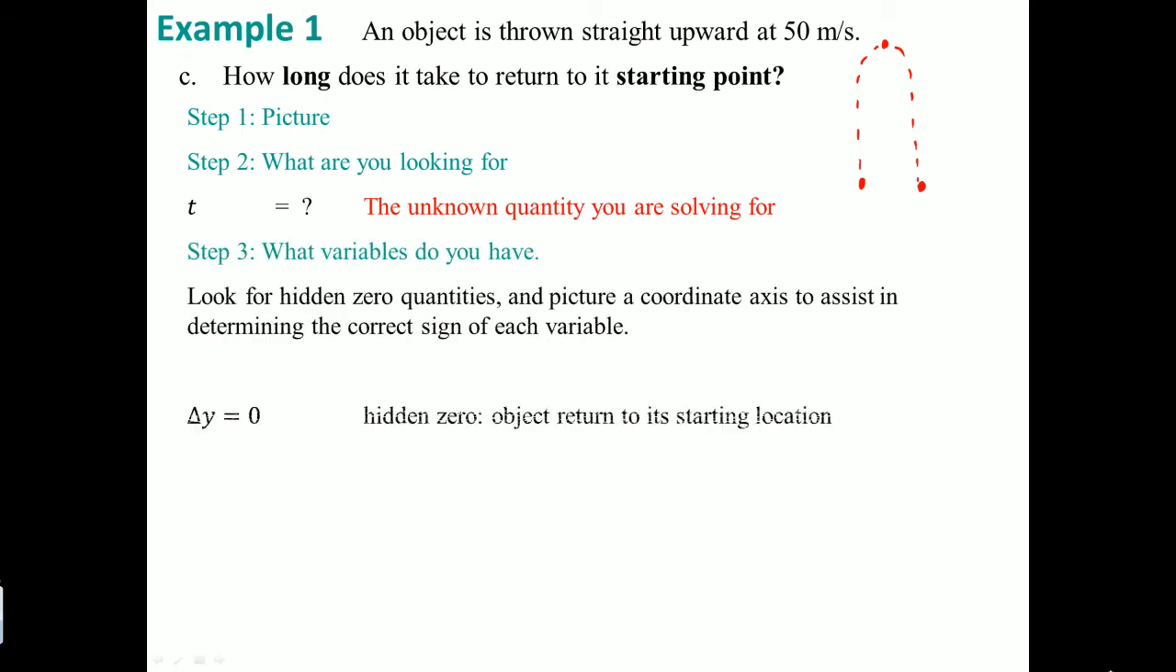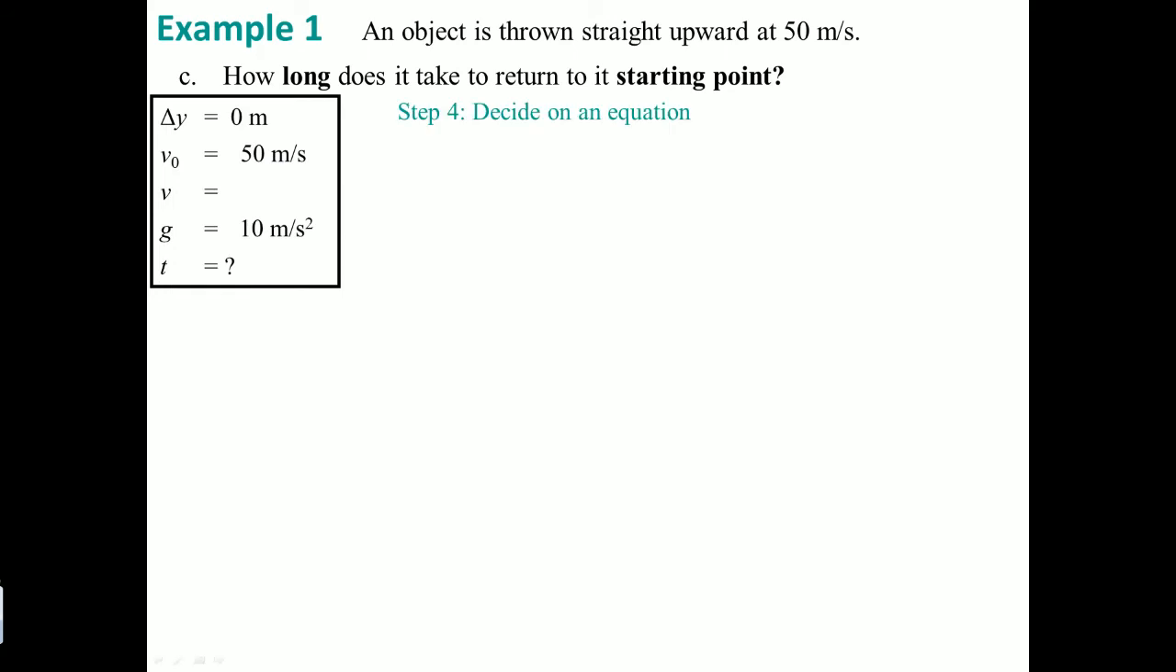Okay, here are the variables again. We know that delta y equals 0 here because our y was here and our y was here. Okay, delta y would be equal to 0 because there's no change. It returns to its starting location. We know its given velocity is 50 meters per second, our gravity is 10, and our time is unknown. We have to be able to solve for t. This is one equation that I can use to set it up.